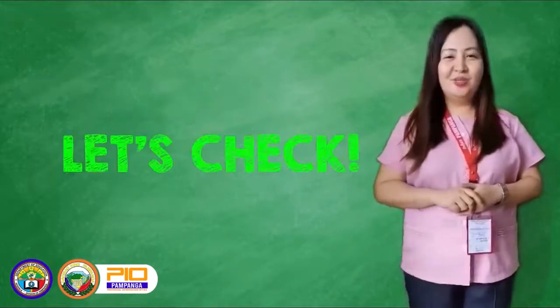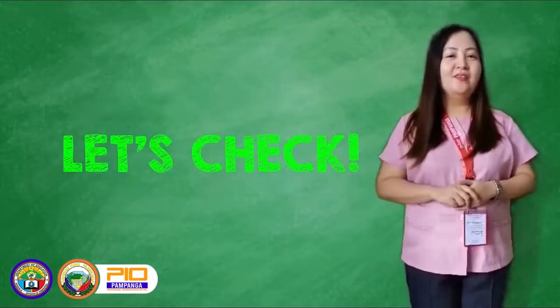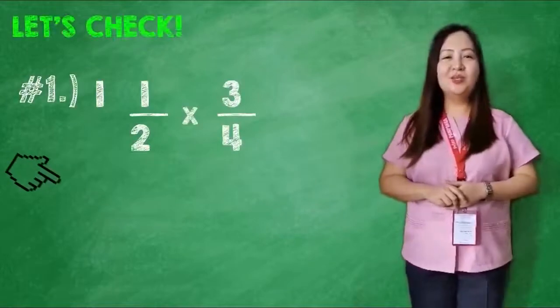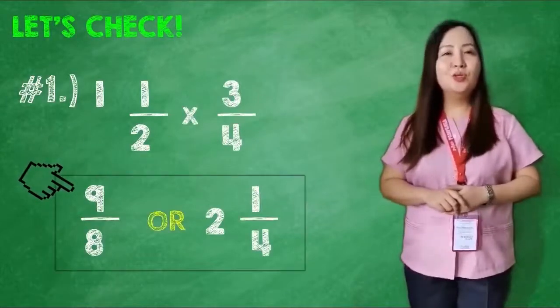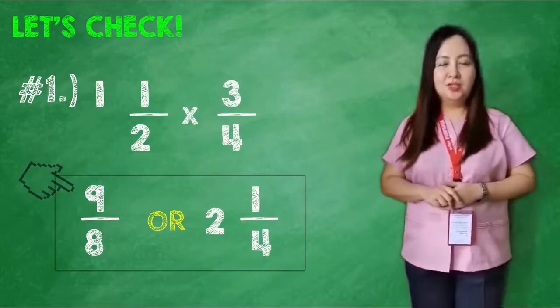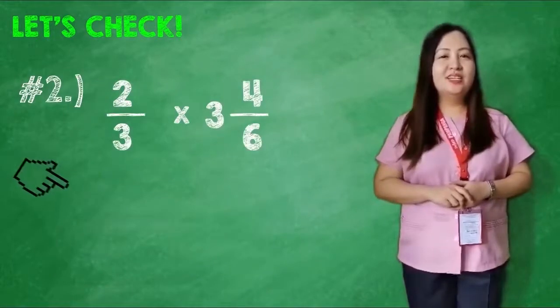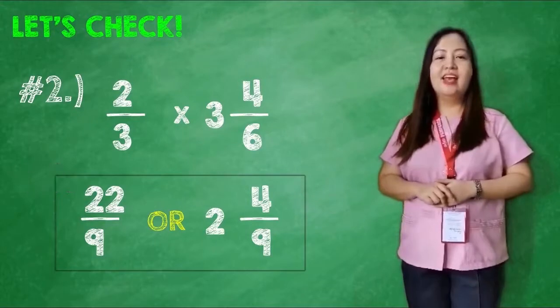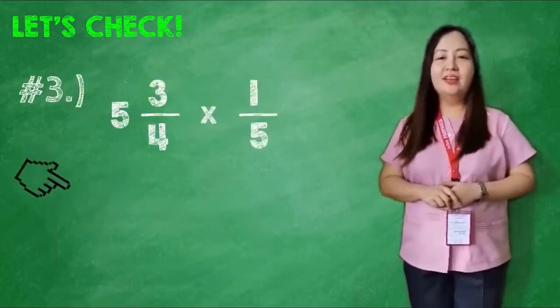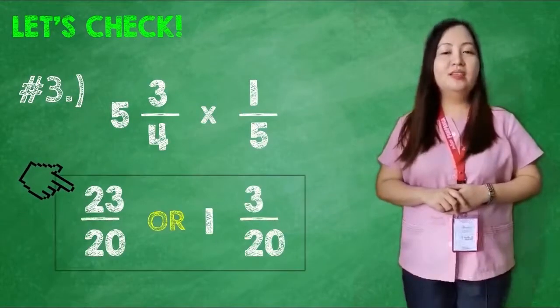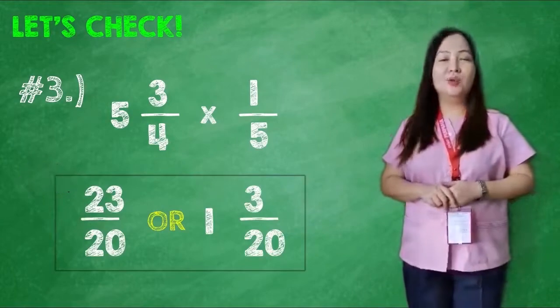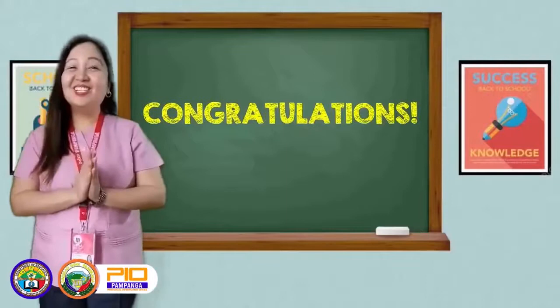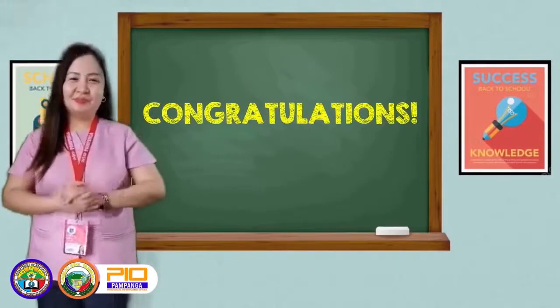Let us check your answers. Number 1, the correct answer is 9/8 or 2 1/4. Number 2, the correct answer is 22/9 or 2 4/9. And number 3, the correct answer is 23/20 or 1 3/20. Congratulations for a job well done!